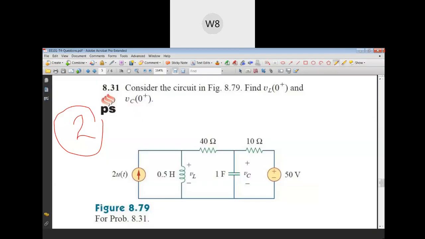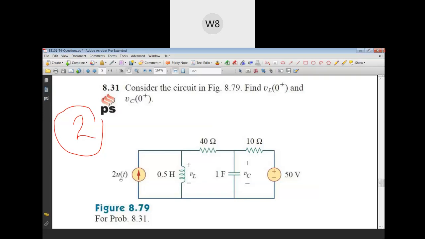Okay, so here we have the second problem, where we again have an RLC circuit, and now we have two sources. Out of that, this 50 volts is always present, but there is a current source on the extreme left here, and this source is written in the form of 2 into u(t), and as you know, u(t) is a unit step function. That means u(t) is equal to 0 for t less than 0, and u(t) is equal to 1 when t is greater than or equal to 0.